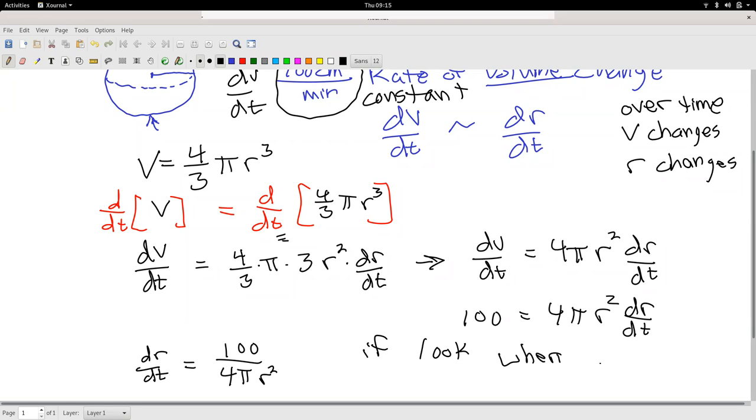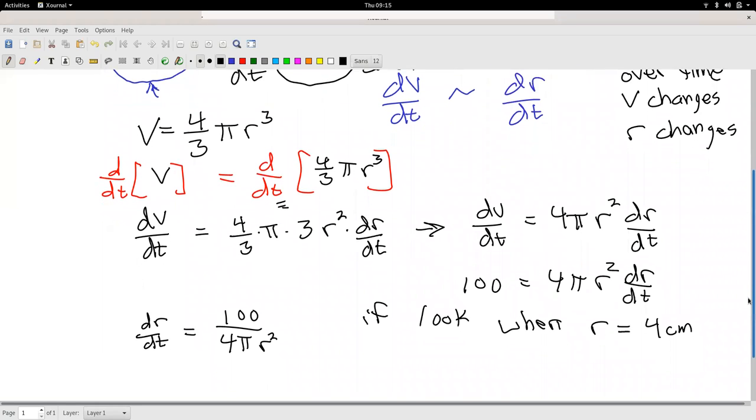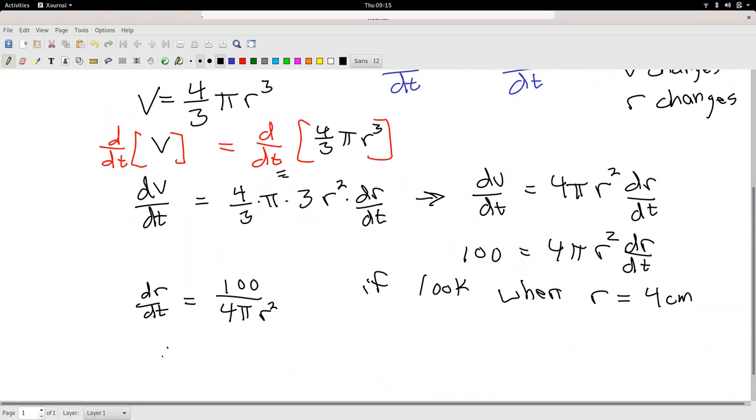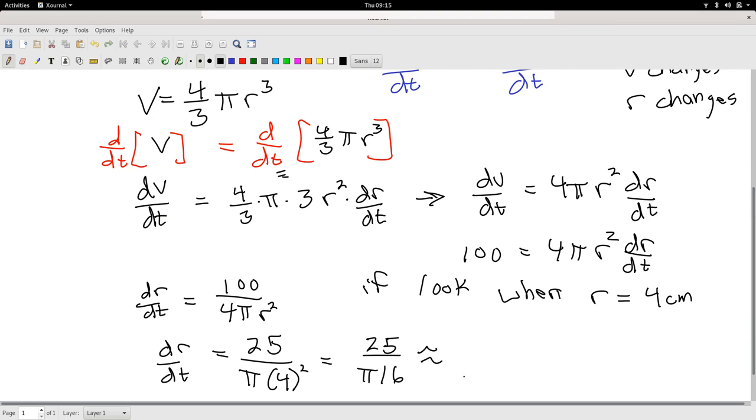So if we look when, say, the radius is 4 centimeters, then we can nail down the rate of change of the radius. So dr/dt in that case would just be 100 over 4 pi times the radius squared. And I guess we could reduce the 100 over 4. So let's do that. 4 goes into 100, so we have 25 over pi times the radius squared. So 4 squared down there. So we get 25 over 16 pi in the bottom. And then we can whip that out on the calculator.